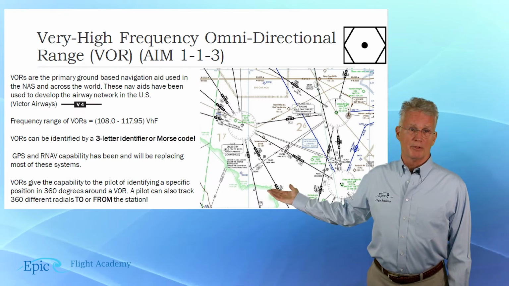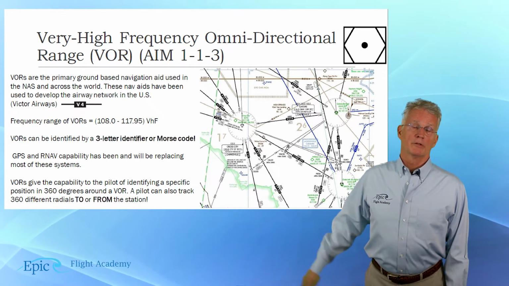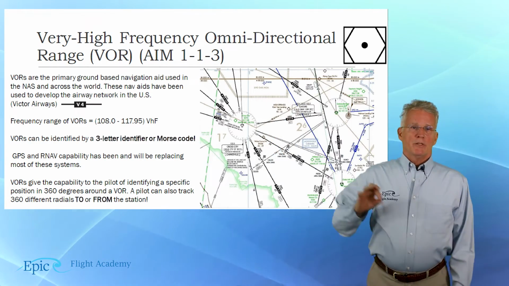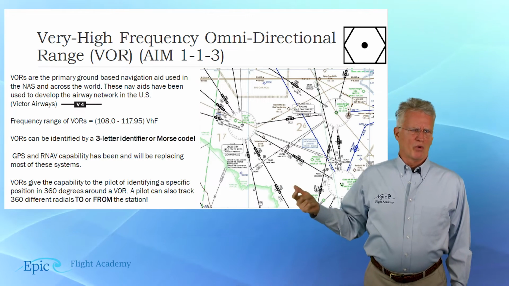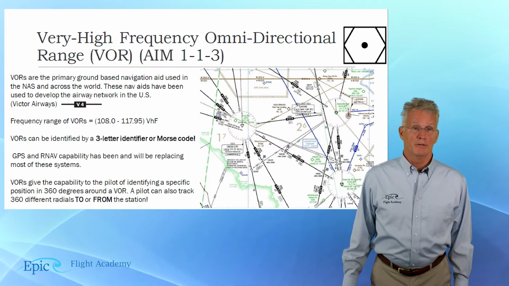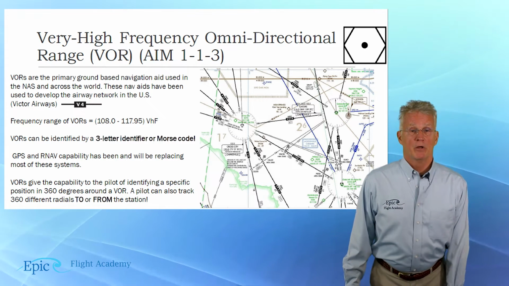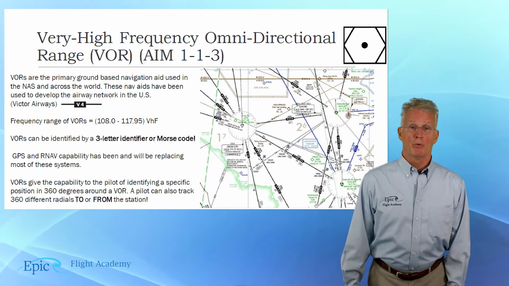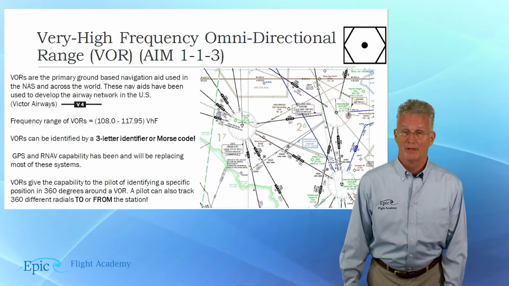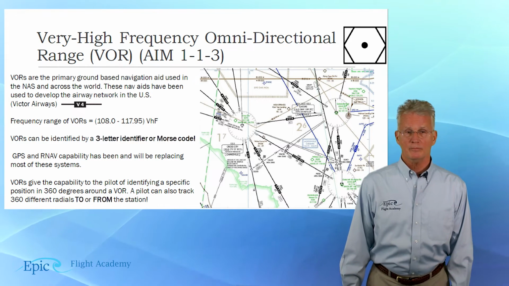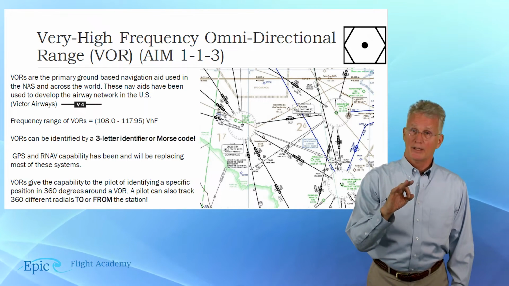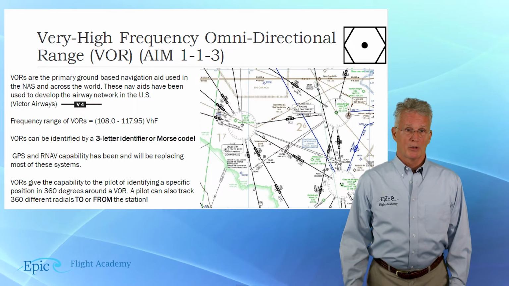You can see an example of that. For example, on the low altitude chart, which we'll discuss in a later video, we see this solid black line and it says V4, Victor 4. That's a Victor airway. That's an airway between VORs. Now, these VORs have a frequency range of 108.0 to 117.95 VHF. VORs are identified by a 3-letter identifier and Morse code.